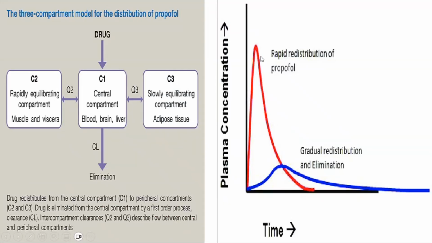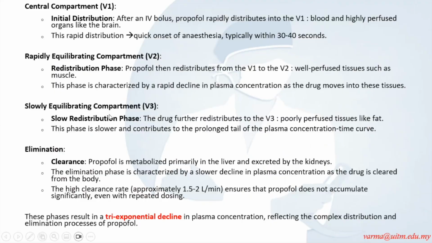This is the rapid decline because from V1, this is the blood. From the blood, it's going into V1 and V2. So the earlier part is V1 up to here. From V1, now it's going into V2 and V3. That's why it's dropping. As it's dropping, V2 and V3 concentration increases, and then later from V2 and V3, it goes back to V1 and gets eliminated. So that is the explanation here.